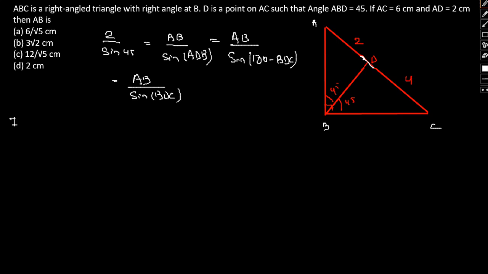Again, this was in triangle ABD. Now if we take a look at triangle BDC, we have 4 by sine 45 equal to BC by sine BDC. Therefore we can write BC equal to twice AB.